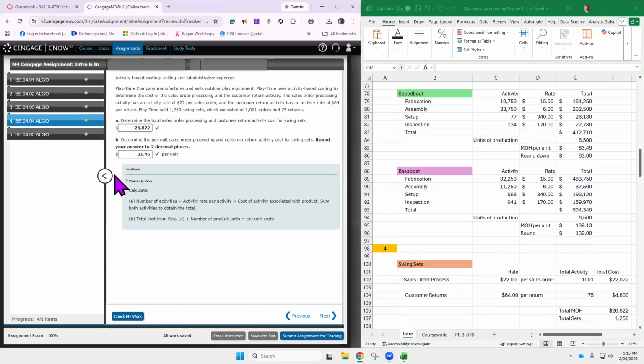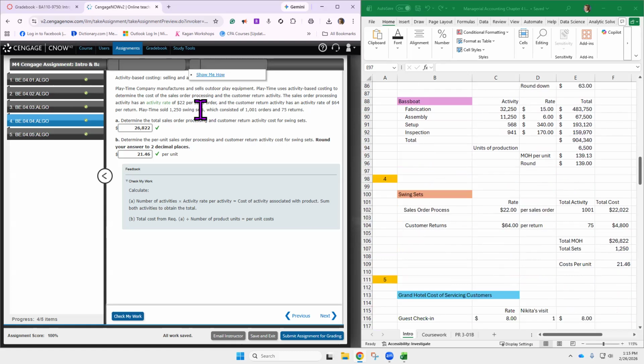We've got two more. Now we're going to work a little bit with selling and administrative expenses. This is a company that makes swing sets, and they have determined that there are two activities that drive overhead for selling and admin. Now selling and admin can have overhead too. It's just not plant overhead. It's their office overhead or their store overhead or whatever. So they're different costs.